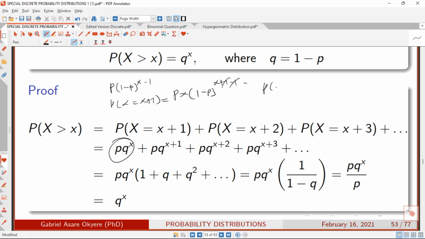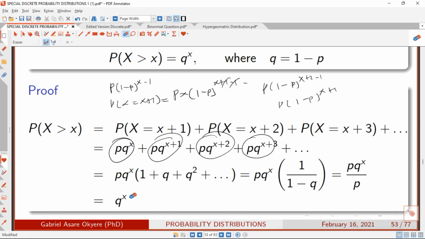And then the probability of success times (1 minus p) raised to the power s+2 minus 1, of which you are going to get p(1 minus p) raised to the power s+1. If you follow the trend, we are going to get this one. So you see we have something in common here that we can factorize out. What we have in common is p times q raised to the power s. We factorize it out of this sequence, and then we get p times q raised to the power s, bracket open, 1 plus q plus q squared plus up to infinity.